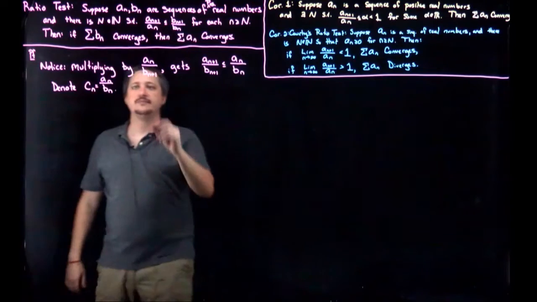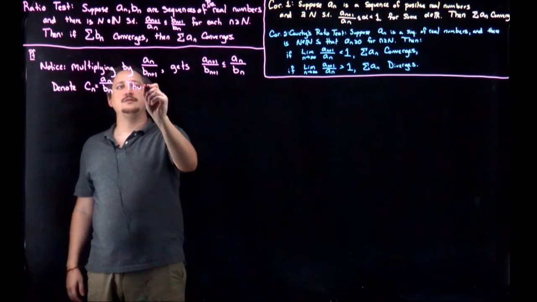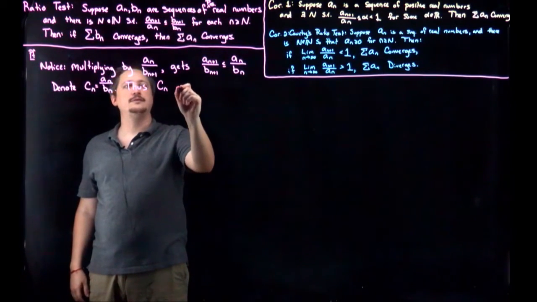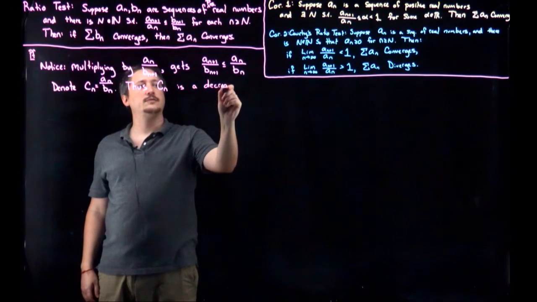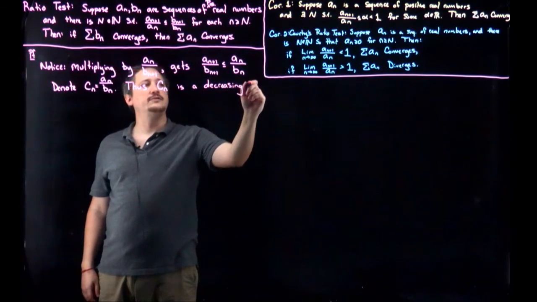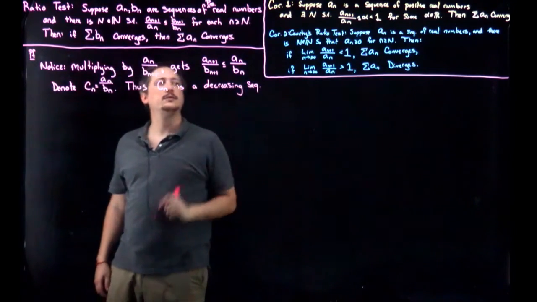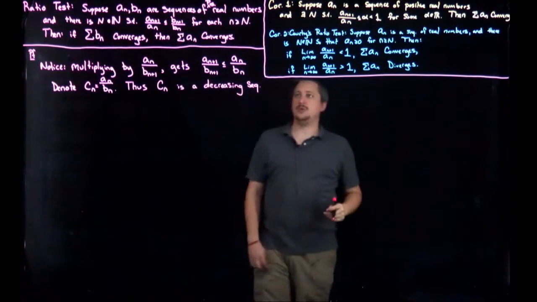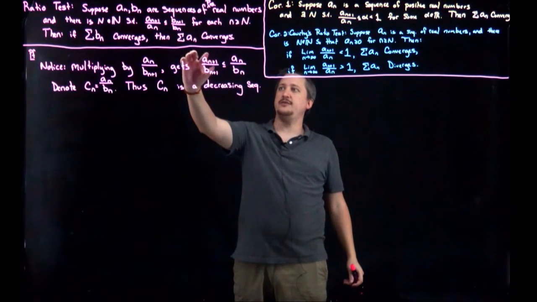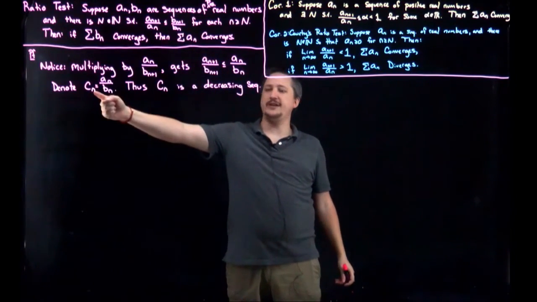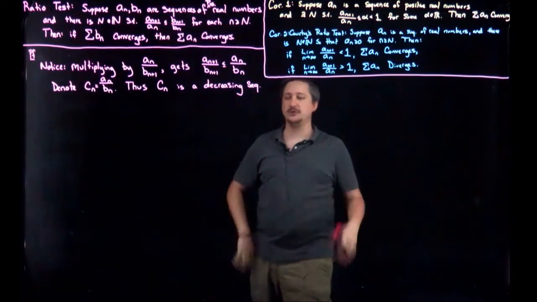So in particular, this gives me C_n is a decreasing sequence. Right, because as I increase from n to n plus 1, the ratio gets smaller, and C_n represents the ratio, not just the a_n or the b_n.